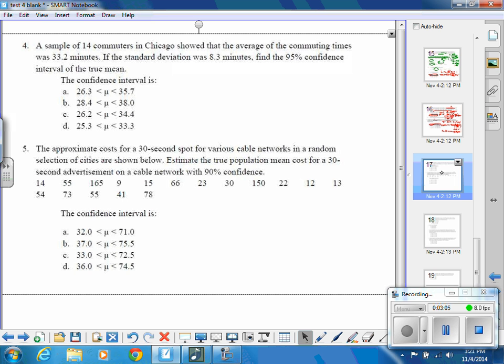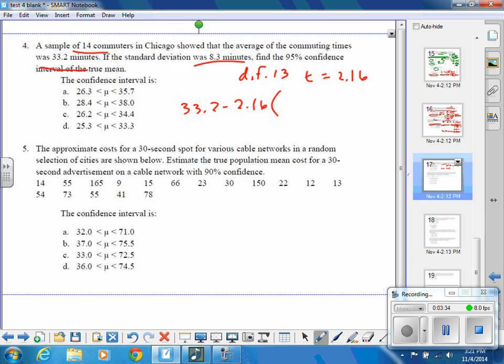Now, this next one, same type of stuff, okay? Same type of stuff. They're giving us 100 problems for every section here. 14 is N. 33.2 is the X bar. Standard deviation, there we go. 95% confidence interval. My degrees of freedom is 13. And I need to look up, and in this case, this is the one I was looking at, my T is 2.16. So again, my formula, 33.2 minus 2.16 times 8.3 all over the square root of 14 in between mu, in between blah, blah, blah, and you should end up with B.